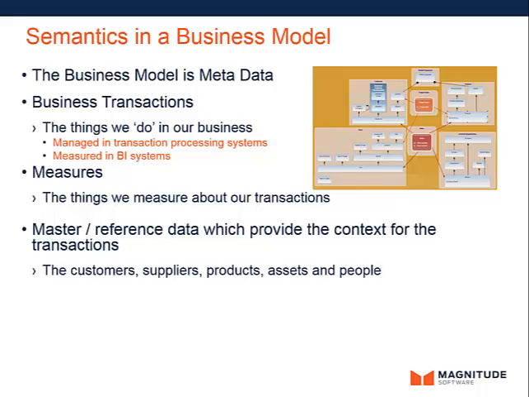We have the business transactions. These are the things we do in our business. And transaction processing systems manage these things that we do. BI systems measure the things that we do. Secondly, we have measures. These are the things that we measure about our transactions. And thirdly, we have master and reference data, which provides the context for those transactions. So that's the customers, suppliers, products, assets, and people.